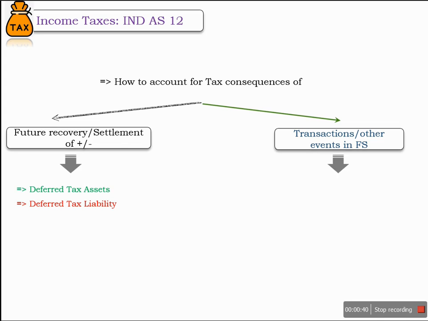Ind AS 12 gives a very simple method to recognize it. We need to recognize the impact of taxes in the same way we have booked the impact of the transaction or event. If the impact of the transaction or event has been taken into P&L, the tax impact of that will be booked in P&L, and if we have booked the impact of the transaction or event in OCI or equity, the tax impact will go in OCI or equity respectively.